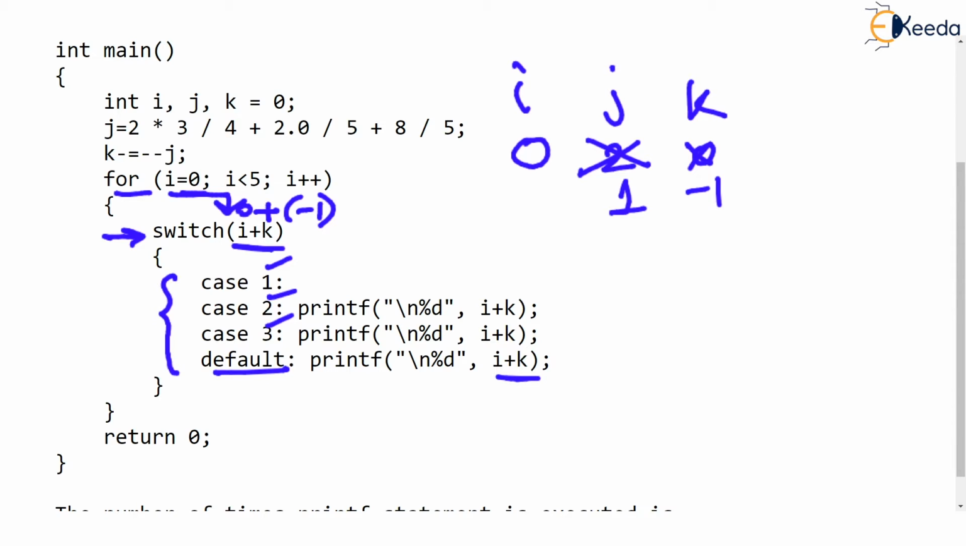This will print I plus k, and I plus k is nothing but 0 plus 0 plus -1, which is -1. So the first output produced by the for loop is -1. Okay, now let's go back to the for. I was 0 last time, now I will become 1.